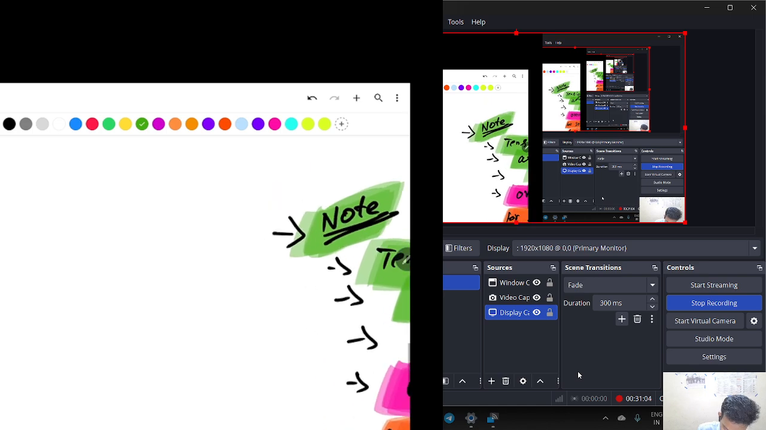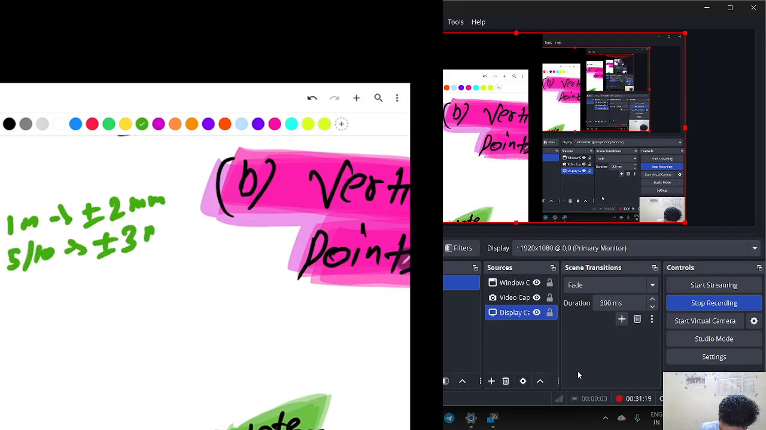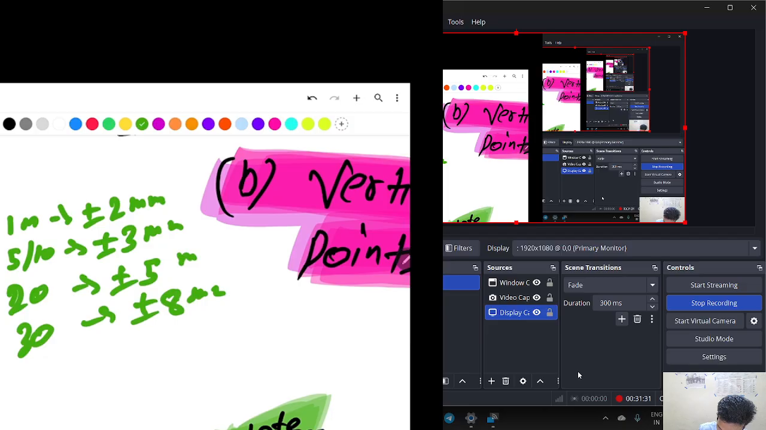Like, I also don't remember. What for every 1 meter, how many? Plus minus 2 mm. For every 5 or 10 meter, plus minus of 3 mm. For every 20 meter, plus minus of 5, and for 30 meter, there is a plus minus of 8 mm. Permissible error.